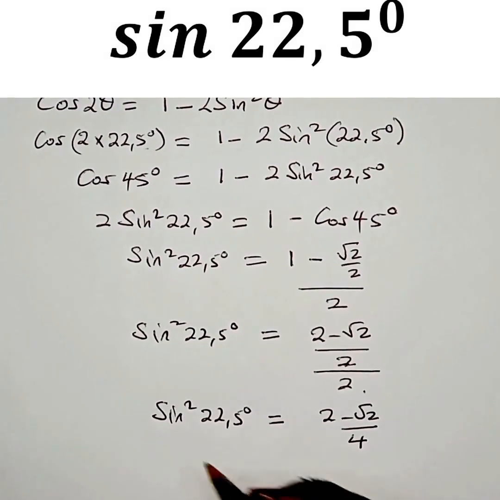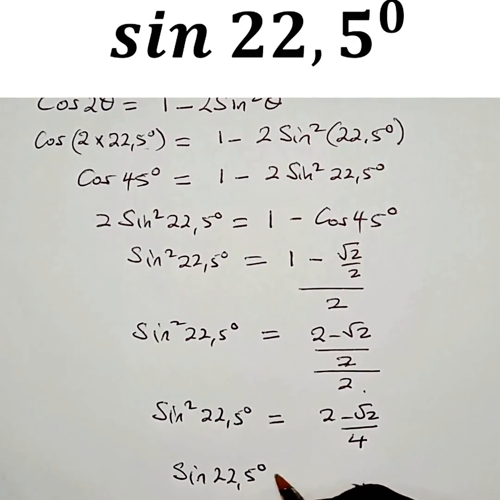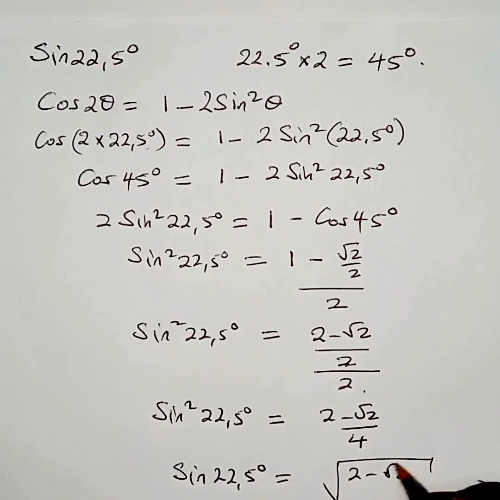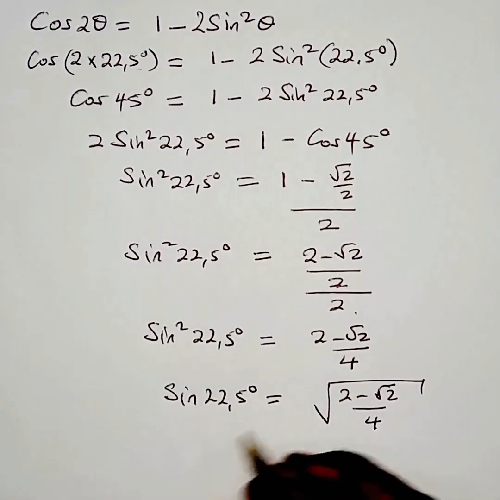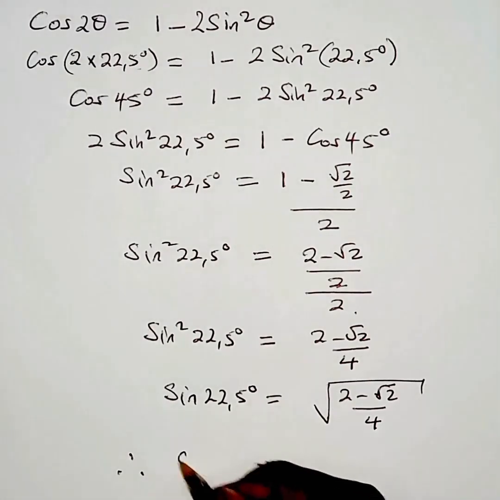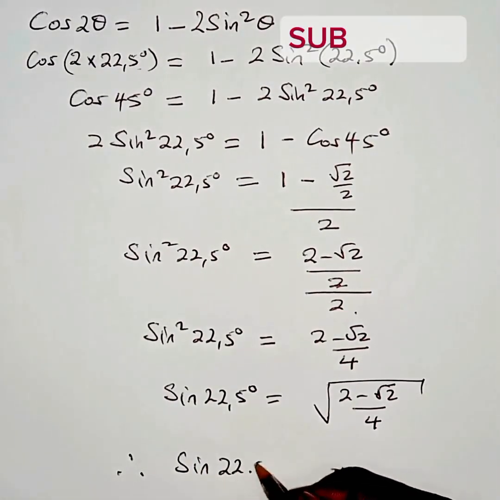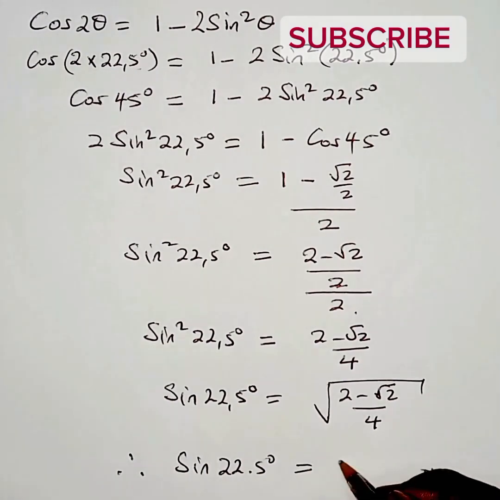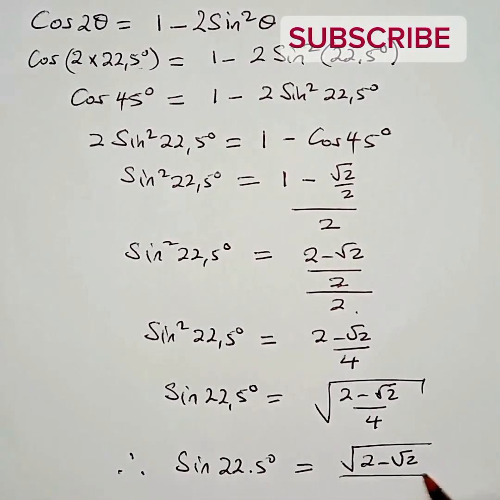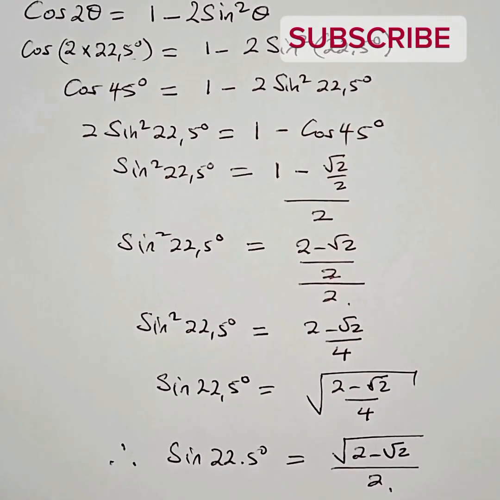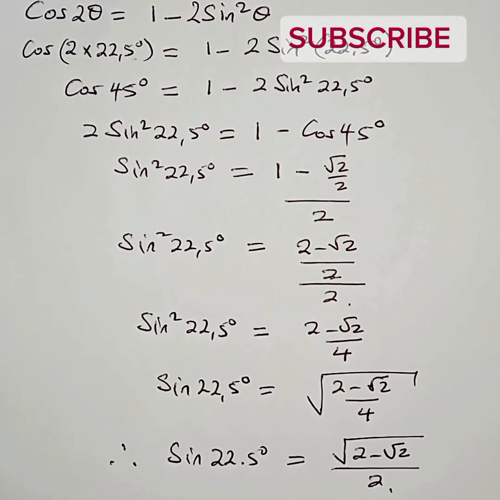Now to find sine 22.5 degrees, we are going to take root both sides. So we are going to have sine 22.5 degrees is equal to the square root of 2 minus root 2 over 4. Right, now that will simplify to sine 22.5 degrees is equal to the root of 2 minus root 2 divided by 2. Then we have managed to do that using the double angle formula.